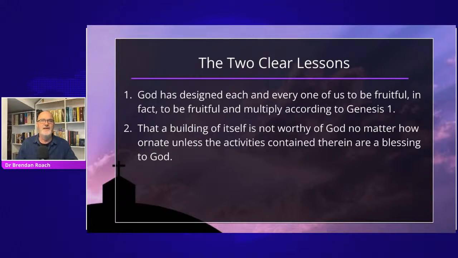The second thing that we learned is that a building of itself is not worthy of God, no matter how ornate and how spectacular that building is, no matter how much gold is in there, no matter how beautiful it looks, nothing. So we want to have beautiful buildings. We want to have a place to worship God, but it's actually not the building that matters. It's the worship that is contained within the building. So what would happen in that time was that the temple had not become a place of worship for God, but it had become a marketplace. It became a place where the priests were ripping off people who were coming on pilgrimage all this way to worship God.